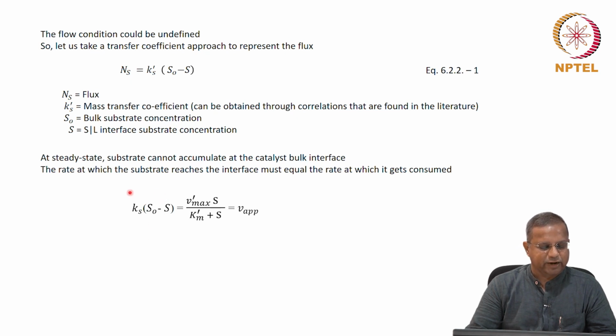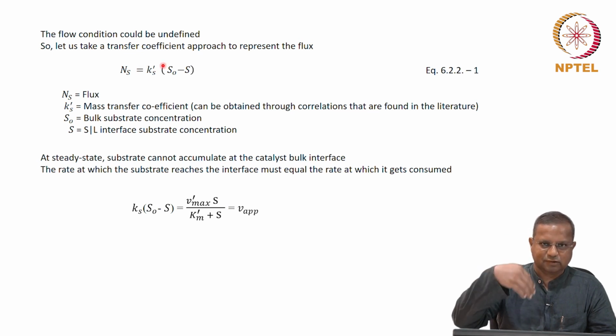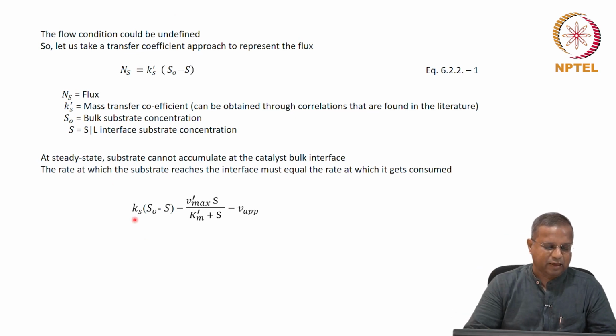Therefore, the rate at which it reaches the surface is Ks times (S naught minus S). Note that this Ks is different from Ks dash. Ks dash is on a surface basis. Ks is on a volumetric basis, because the right hand side here, which is the Michaelis-Menten reaction, is on a volumetric basis, and therefore, we need the same basis to compare, contrast, manipulate, and so on and so forth.